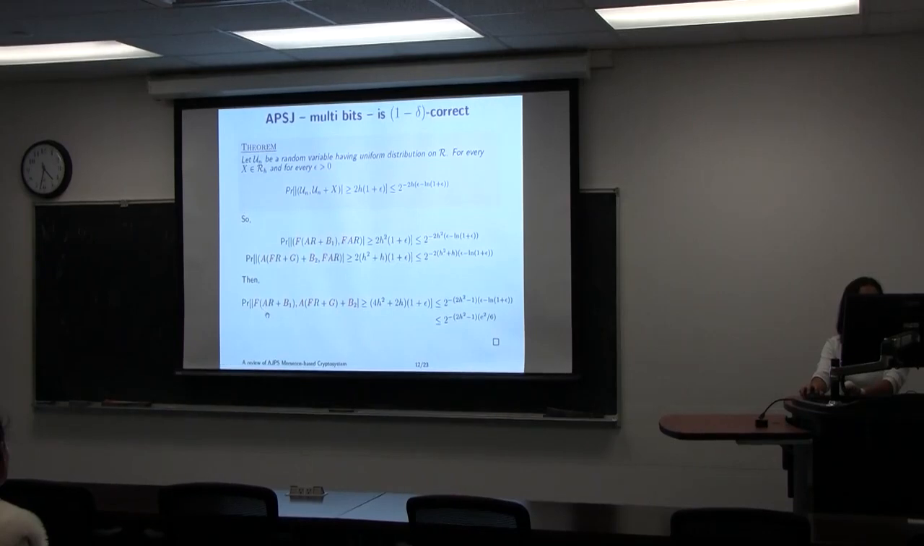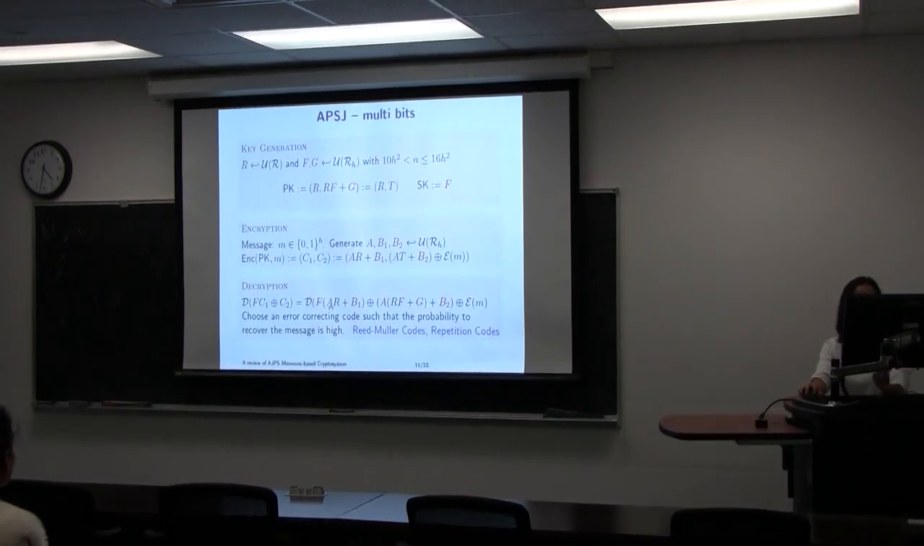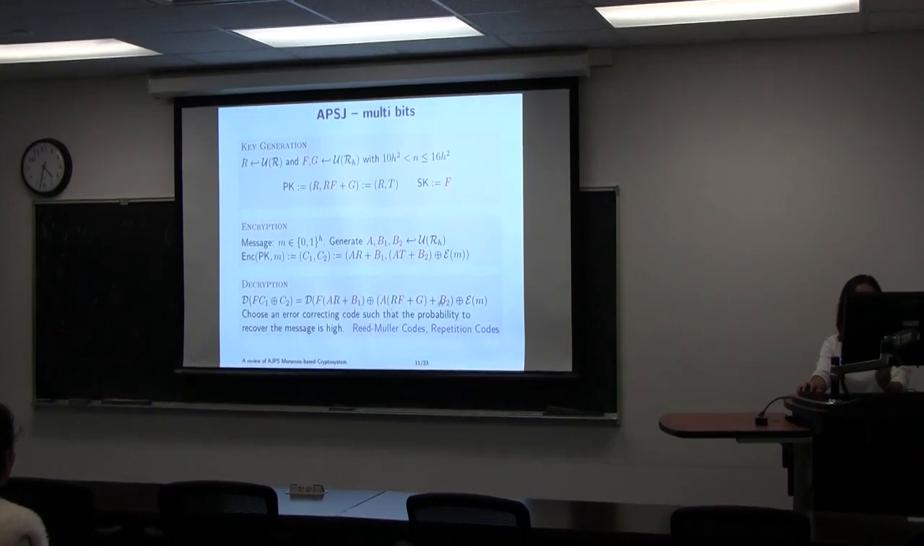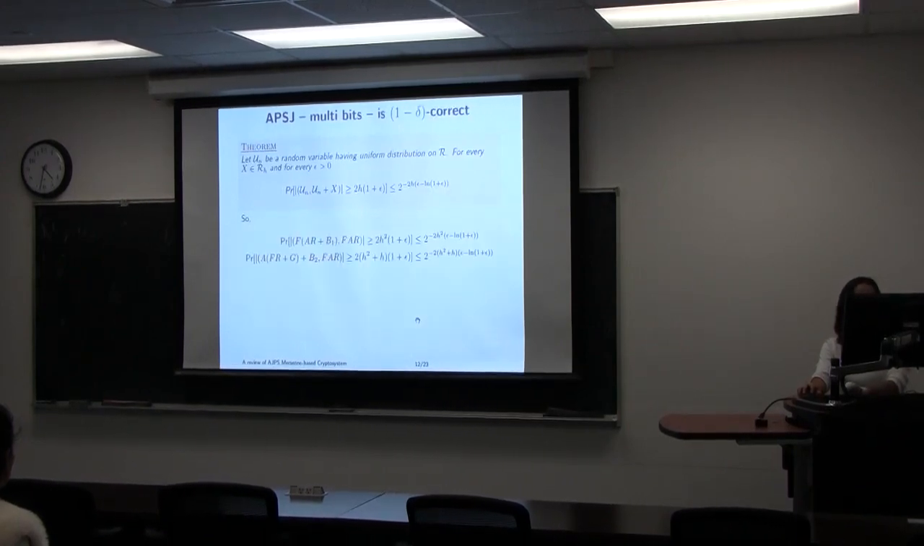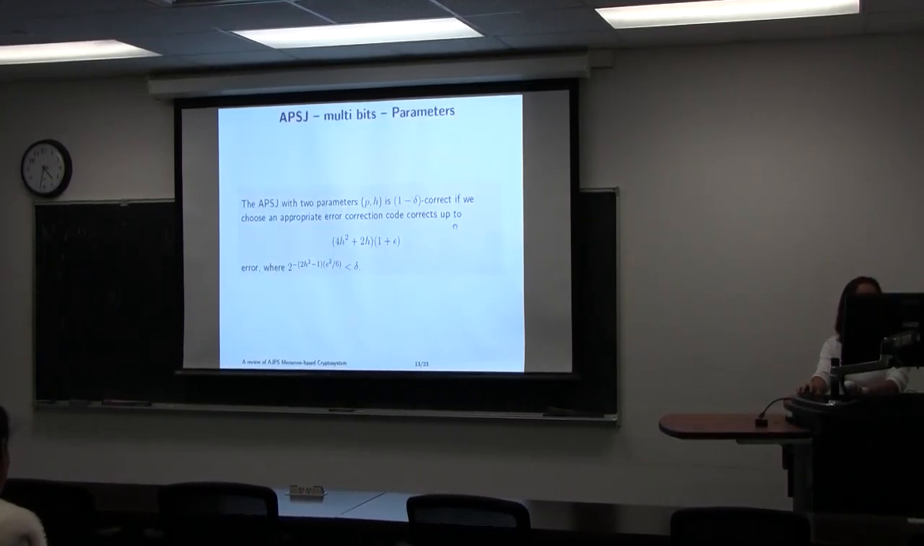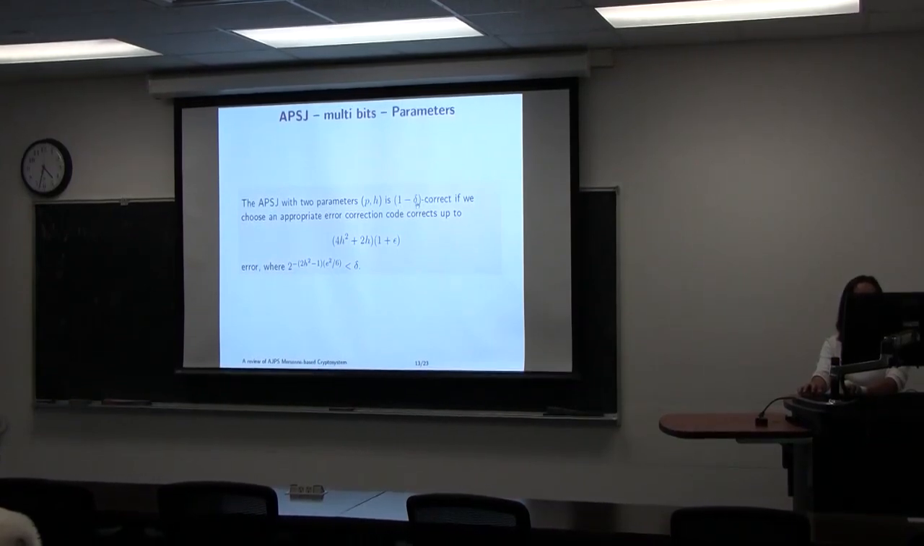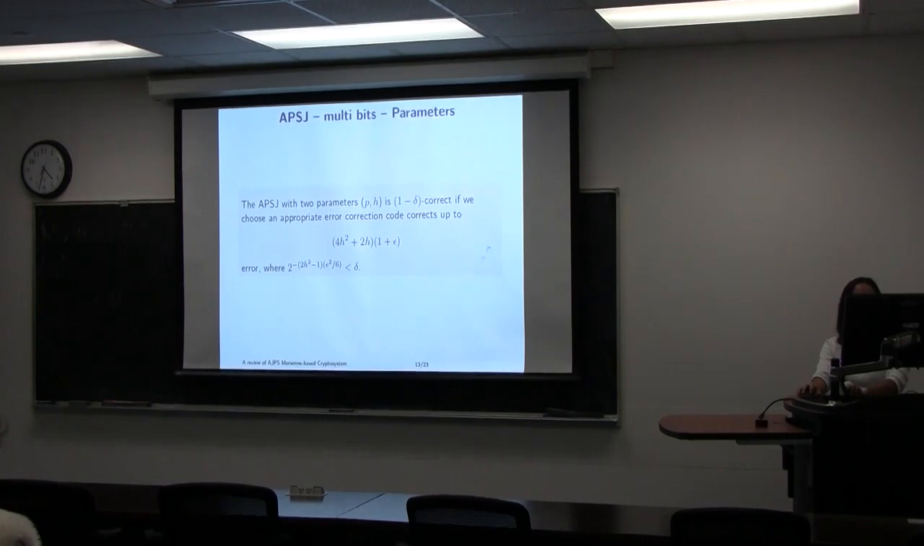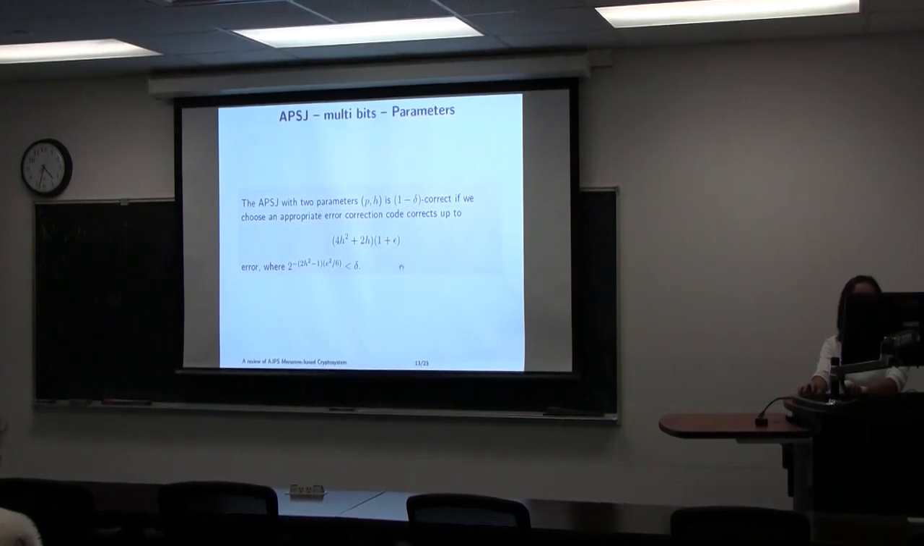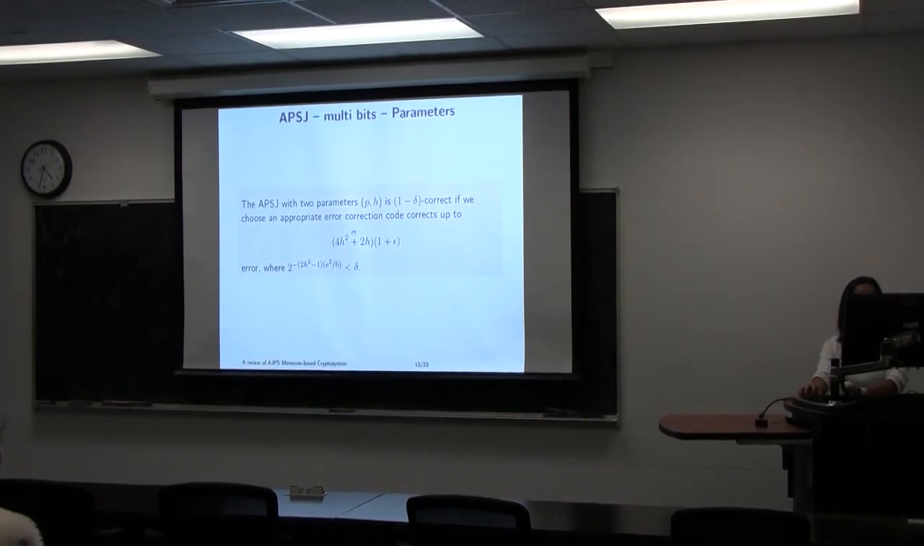So actually, we just need to know that the Hamming distance of FR plus G and the Hamming distance of this one are bounded. So if we can choose some appropriate error correction code that corrects up to this constant, then the probability that we can recover the message M is 1 minus delta, where delta is some constant that we fix in the beginning. So this theorem guarantees us that if we can find some error correcting code, we can successfully recover the message M.